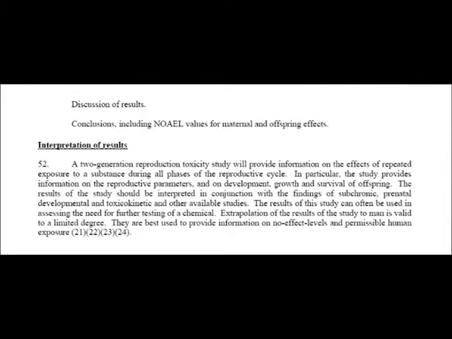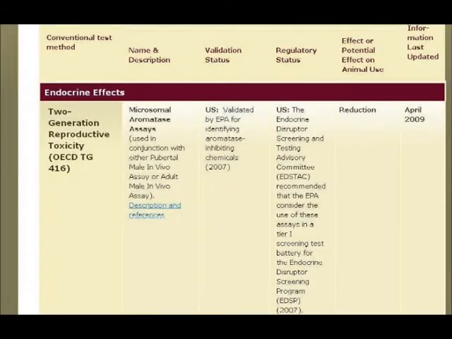Anyway, now we're going to look at some of the alternative tests for endocrine disruptors. This first slide we looked at earlier. As we can see, the conventional test is in the left-hand column, and the second column says name and description. That is the first alternative test we're going to look at, and it's called microsomal aromatase assays. So let's have a look at that now.